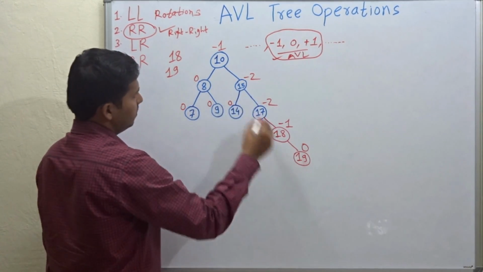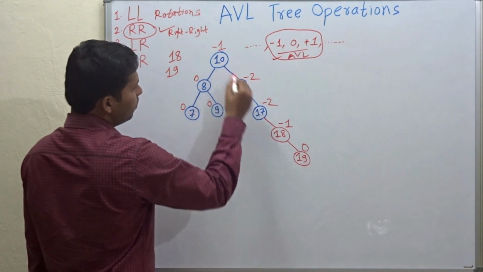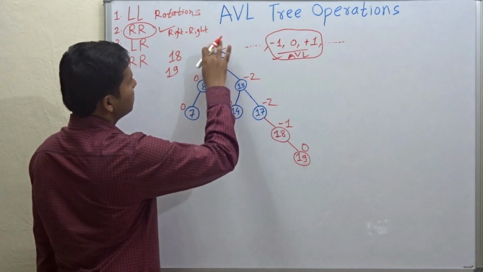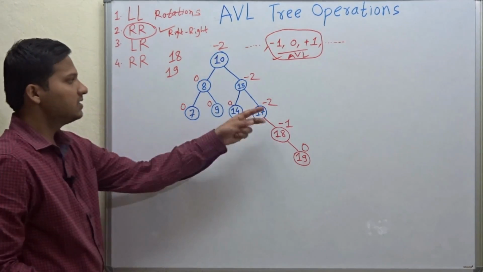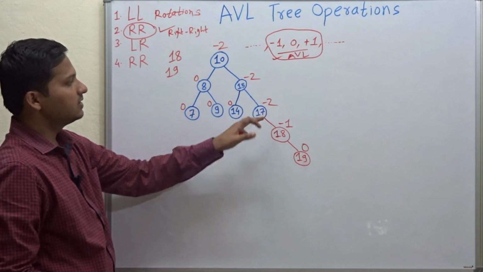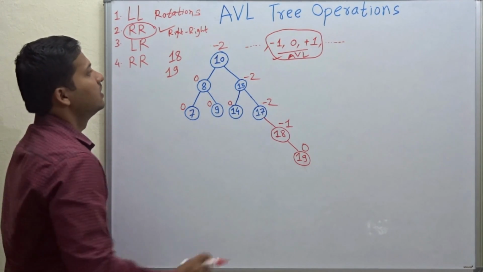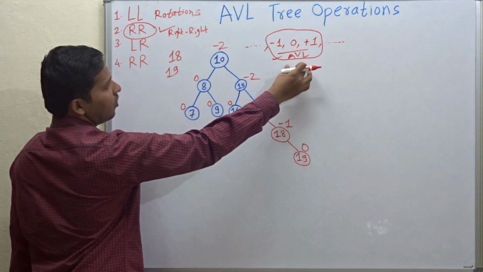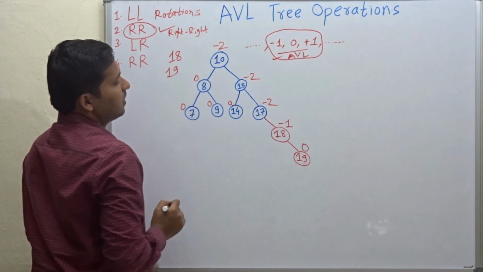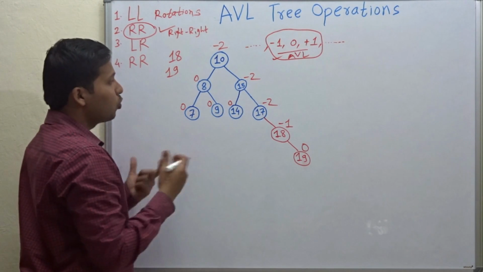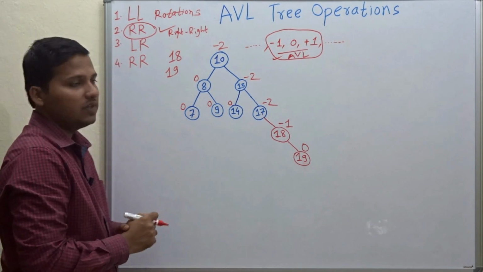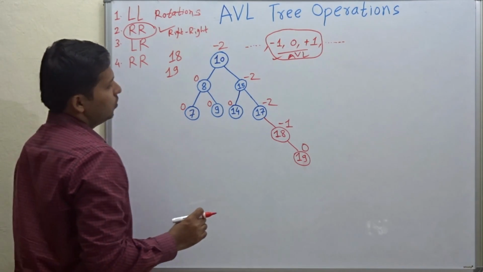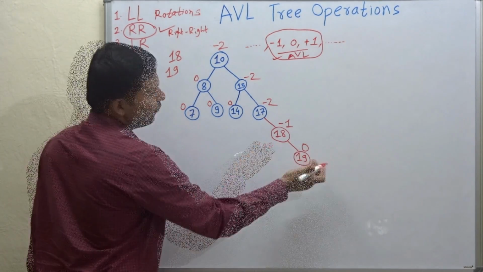And for 10 it will be 2 minus 4, so it will be minus 2. Okay. Now you can see as the balance factor is minus 2 here, so the AVL tree condition is not satisfied. Now we have to perform some rotations to convert this binary search tree into AVL tree. So now go from the leaf.